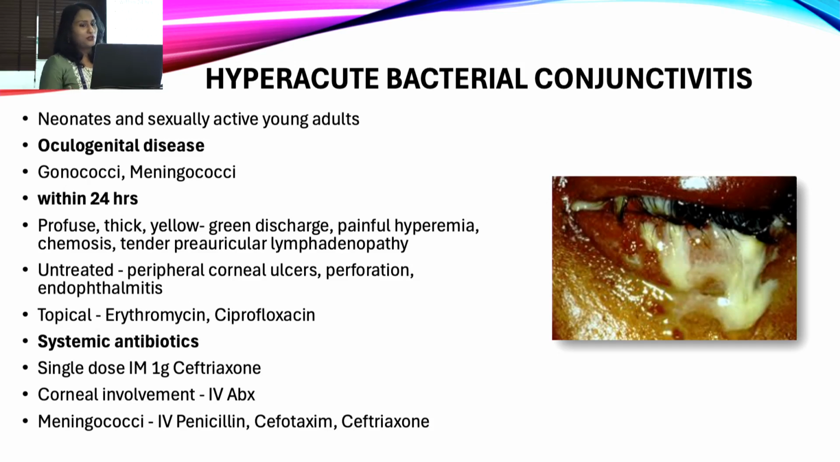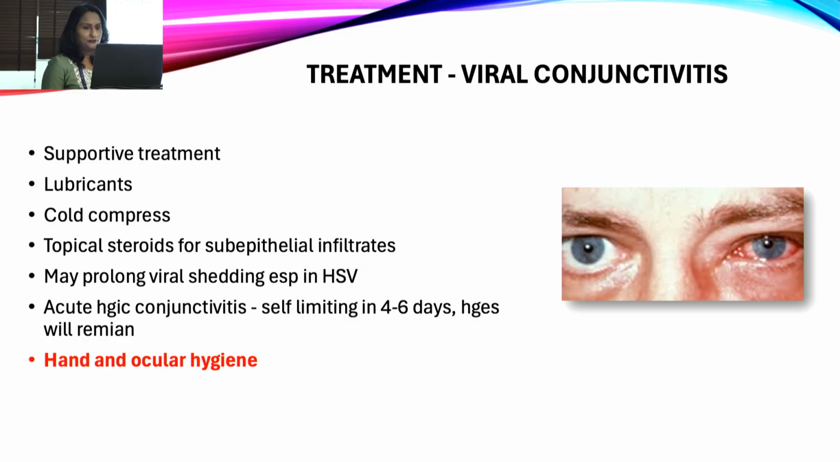Something else is called hyperacute bacterial conjunctivitis. This is usually seen in neonates and sexually active young adults. It's an oculogenital disease caused by gonococci and meningococci. It has profuse, thick, green-yellow discharge, painful hyperemia, and tender preauricular lymphadenopathy. If untreated, they can have corneal complications. The treatment is that we give topical therapy along with systemic antibiotics. That's a must in this condition, otherwise it will not resolve.